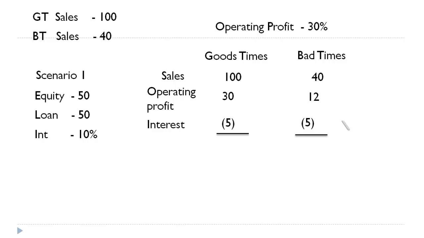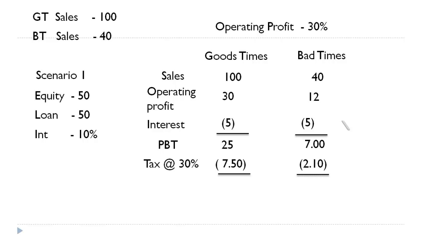So now we'll see what is the profit before tax. In good times you have operating profit which is 30. So from operating profit, remove the interest. 30 minus 5, it is 25, and in bad times it is 12 minus 5, which is 7. Now from this profit you have to pay tax. So let's say tax at 30%, and it's going to be 7.5, I mean 30% on 25, and here let's say it is 2.1.